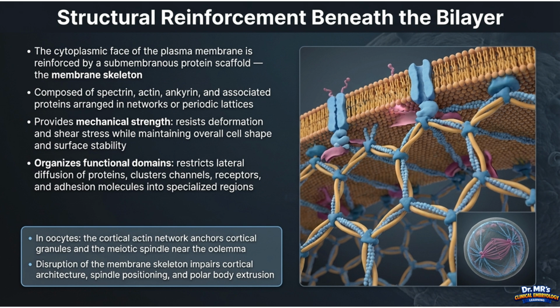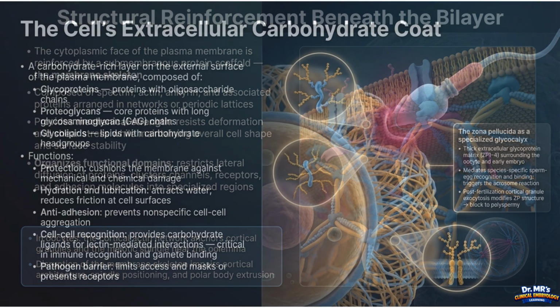When the membrane skeleton is disrupted by chemical insults, temperature extremes, or suboptimal culture conditions, the consequences are not subtle. Cortical granule release becomes disordered, spindle positioning is compromised, and polar body extrusion may fail. These are not abstract molecular events. They manifest as fertilization failure and aneuploidy in the clinical laboratory. Structural integrity at the membrane is not optional. It is a prerequisite for developmental competence.